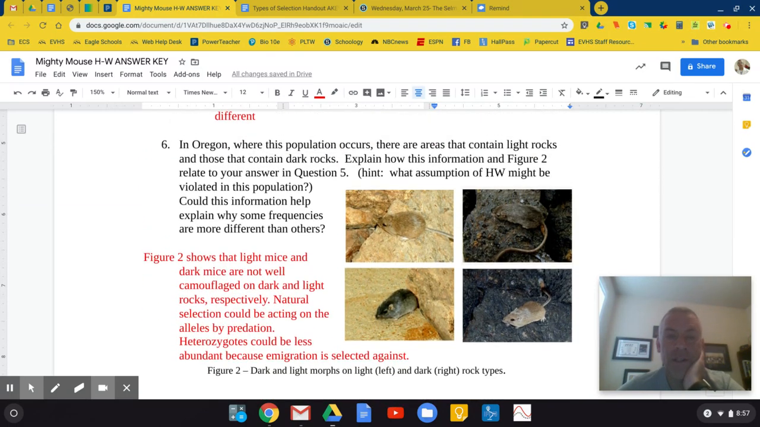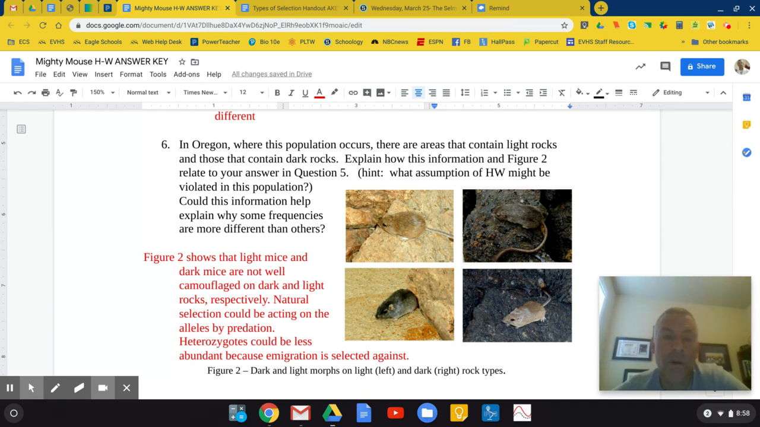Down below, number 6 says, in Oregon, where this population occurs, there are areas that contain light rocks and those that contain dark rocks. Explain how this information and figure 2, which is just a picture right here, relate to your answer in question 5. And it's basically saying what assumption of Hardy-Weinberg is potentially being violated to cause these differences in numbers of what we're observing versus what we would expect if a population is just staying the same and not changing.